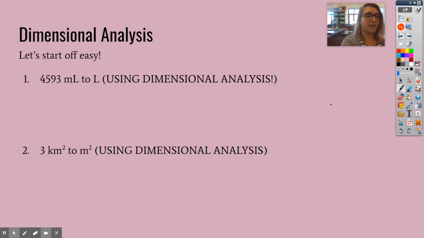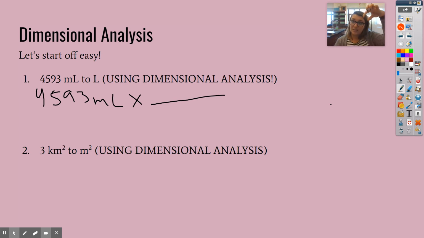All right, so 4,593 milliliters. All right, so when you set up this problem, you need to think about, I want my units to cancel. That's the whole point. And we know that the units cancel if we have the units on top and the units on bottom. So we know milliliters is going to go on bottom because we want them to cancel out. Liters go on the top. So now we just need to figure out how many milliliters are in 1 liter.